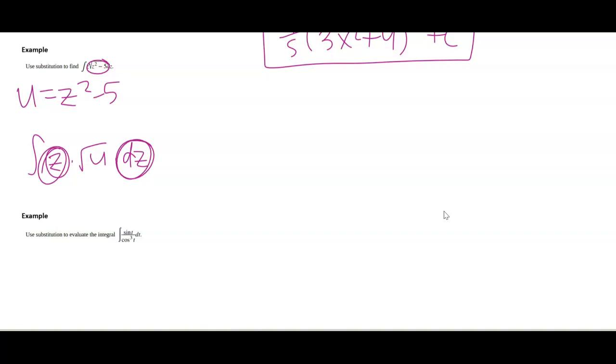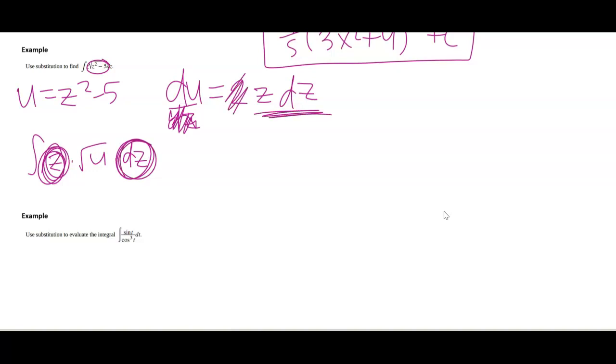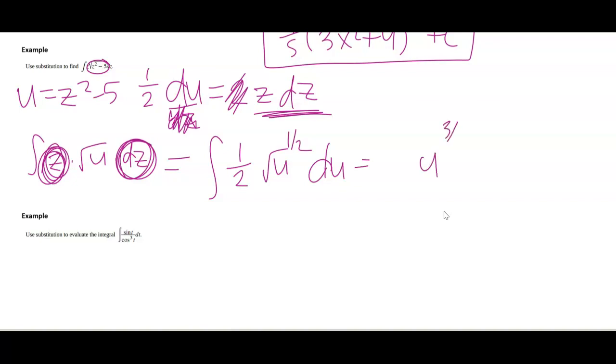Well, let's figure out what du would be. du would be equal to 2z dz. All right, well, I don't like this z dz, so I realize here that z dz would be the same thing as 1/2 du if I just move that 2 over. So what does that mean? That means that for z dz, I can have 1/2 du, and then I can place the square root of u on the inside. This is u to the 1/2, so I have u to the 3/2.